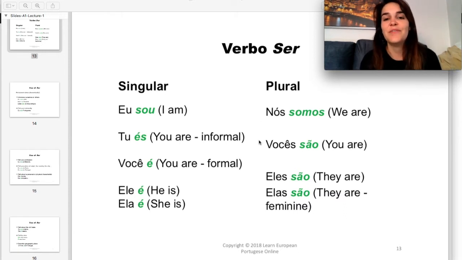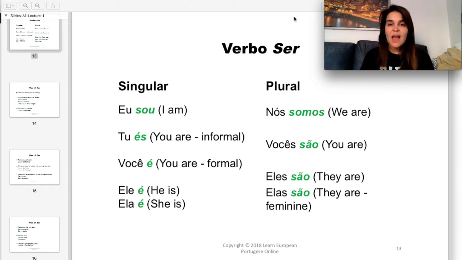So the first one I'm going to speak about is verbo ser. As you know, in Portuguese, we have two ways of saying to be. It's verbo ser and also verbo estar. And this can be confusing to people of other languages that only have one kind of to be. So if you're Spanish, maybe you will have an advantage. If you're English, I think that it's going to be more complicated, but let me try then and explain to you the difference between these two verbs.